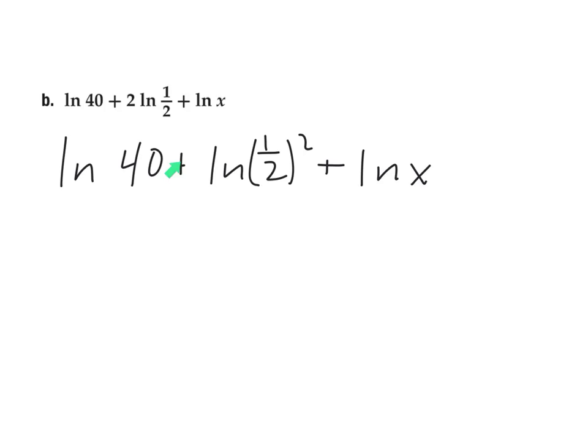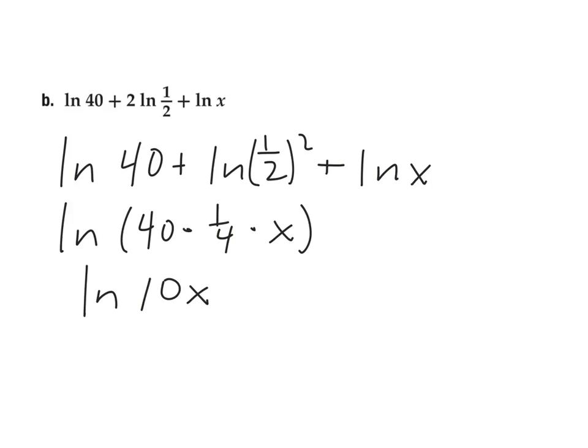And then, since this is being added and this is being added, I can bring this together times this using my product property. So 40 times 1/4 times x. Now I can simplify this. 40 times 1/4 is 10. 10 times x is 10x. So I have the natural log of 10x, and that's as far as I can go with that.